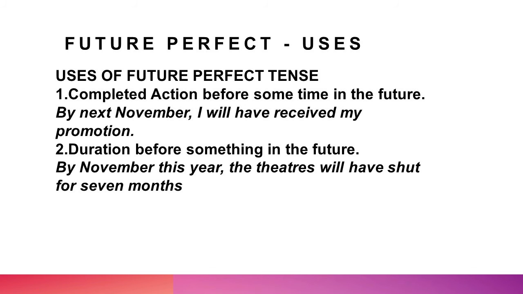Moving on, in the future perfect, we use it for completed action before some time in the future. By next November, I will have received my promotion. Duration before something in the future. By November this year, the theatres will have shut for 7 months.